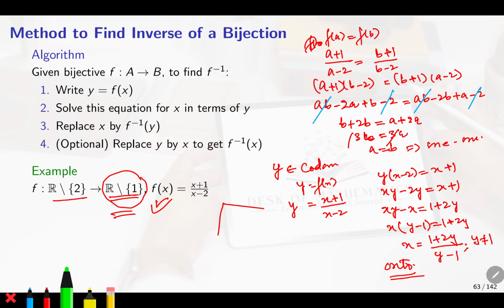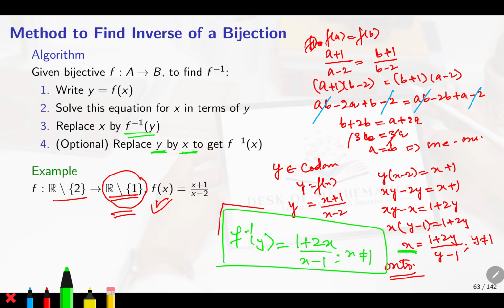Now you have to find the inverse of the bijection. So I said wherever there is x, replace it with f inverse of y. So f inverse of y will be equal to 1 plus 2y over y minus 1, and wherever there is y, you have to write x. So it will be 1 plus 2x over x minus 1, x is not equal to 1. This is called the inverse of f. Okay, so this is the simple way to find the inverse of a function.